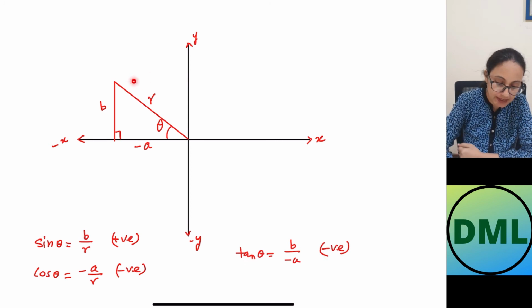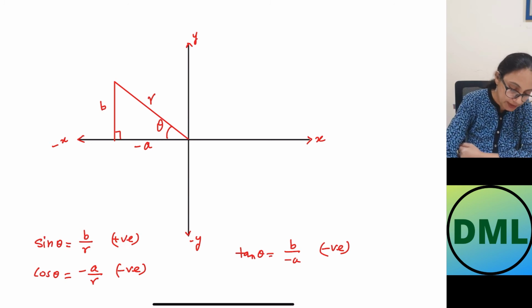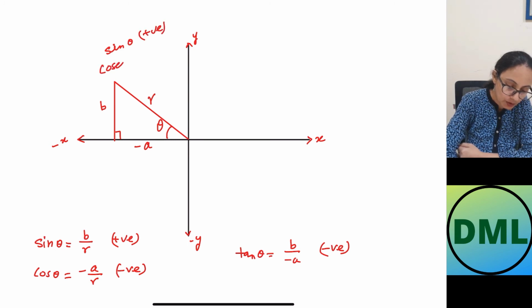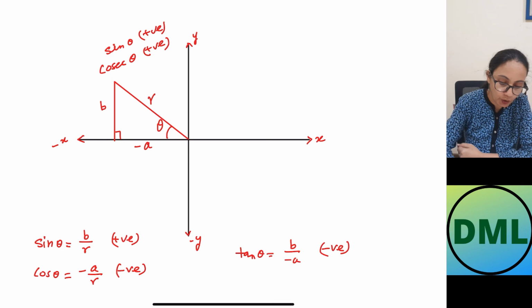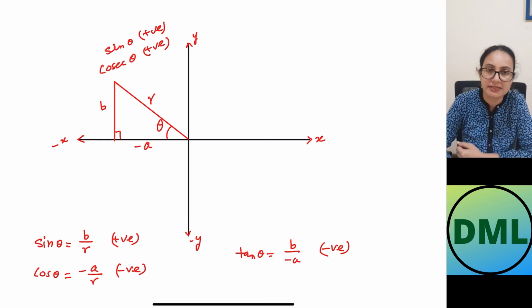So that means in the second quadrant, sin is positive. In the second quadrant, sin theta is positive, as well as cosec theta, which is the reciprocal of sin theta, and that is also positive here. And all the other trigonometric ratios like cos, tan, sec and cot are all negative here in the second quadrant. So in the second quadrant, only sin theta is positive.